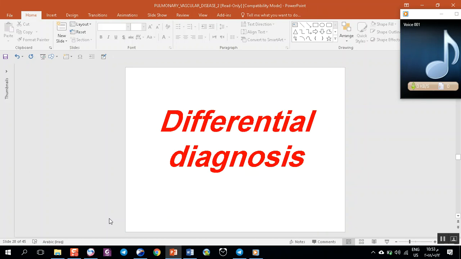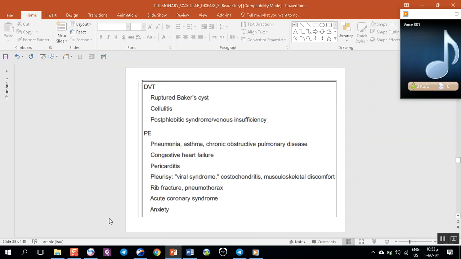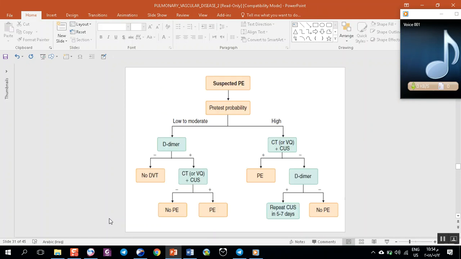Diagnosis: one of the common presentations is DVT, single leg swelling. The differential includes cellulitis, venous insufficiency, varicose vein, Baker's cyst, pneumonia, asthma, heart failure. Management: in case of embolism, we have criteria. If high, go right away for CT angiography. D-dimer positive, treat. Negative, exclude. Positive, repeat investigation.